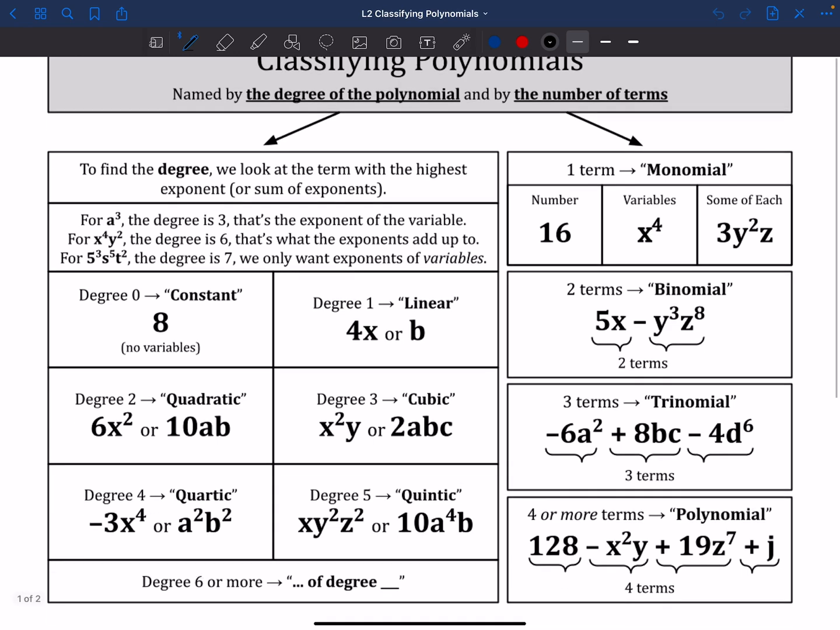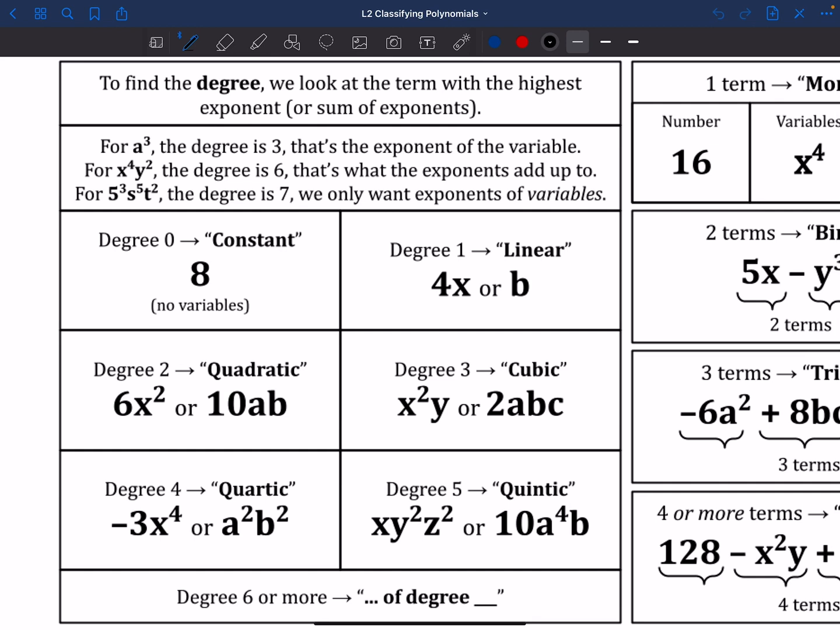To find the degree, what we want to do is look at the term with the highest exponent or sum of exponents. You might have more than one term in a polynomial. In fact, that's what you're going to have a lot of the time. You're going to want to look for the one with the highest degree, and that one's going to kind of win out for the naming of it. So for something like a to the third up there, the degree is 3, because that's what a to the third is. We just grab that. It's just the exponent of the variable.